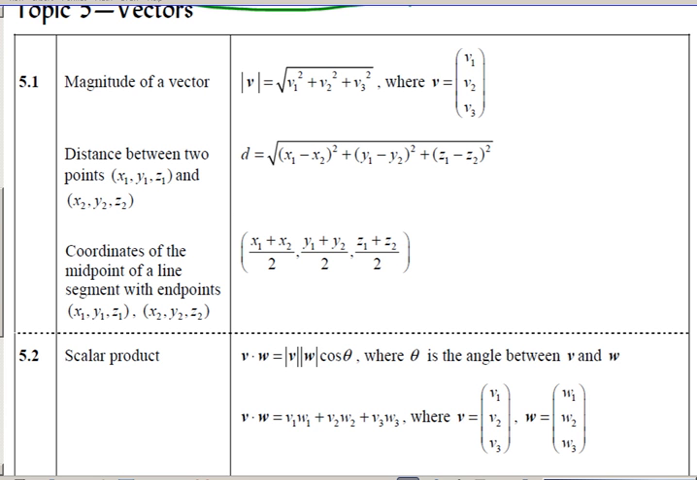Here's what's given in your formula booklet in terms of vectors. You've got magnitude of a vector, which just means the length of the vector. Distance between 2 points. These are eerily similar formulas. In fact, they mean essentially the same thing, just without information about direction. Or actually, there's no direction in either of them. Coordinates of the midpoint, just the average of your x's, average of your y's, average of your z's.